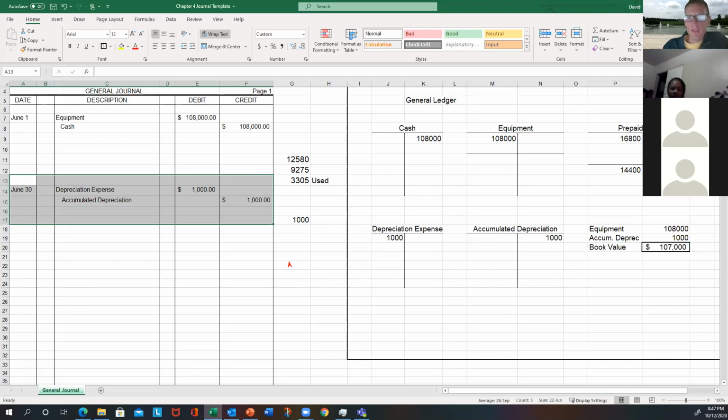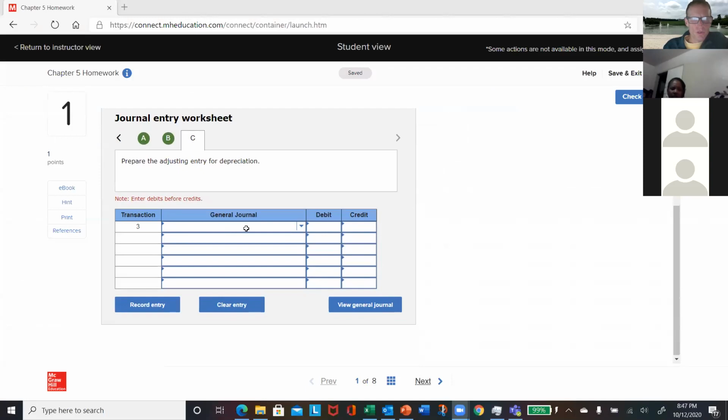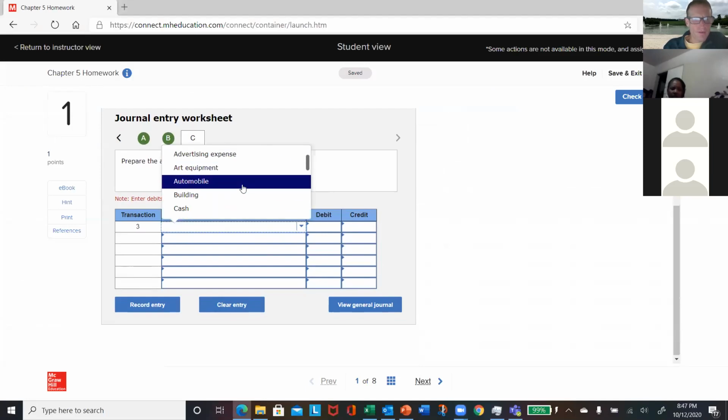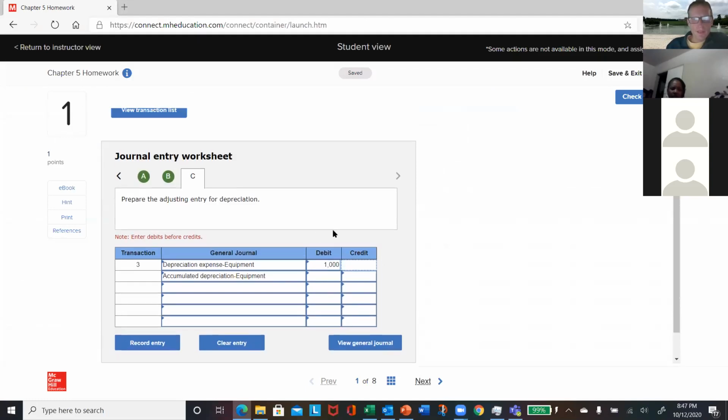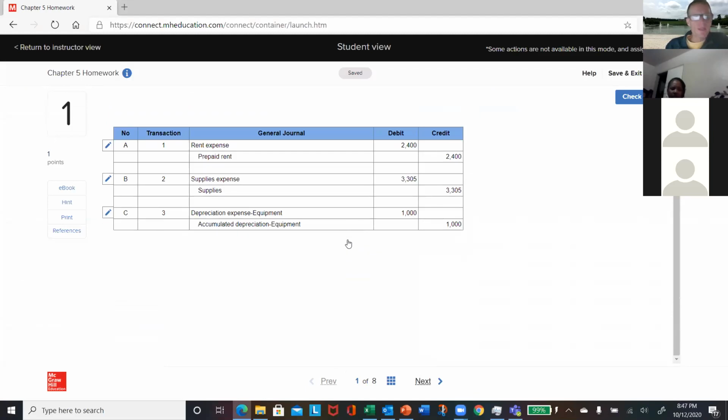Okay, so if I went back into Connect, you'd look for that drop down arrow. I'm looking for depreciation expense equipment. And then for the credit, there's the accumulated depreciation. You type in 1,000 debit and then 1,000 credit. Hit record. And then I'll review the journal. And those are the 3 types of adjustments that you're going to have to do.